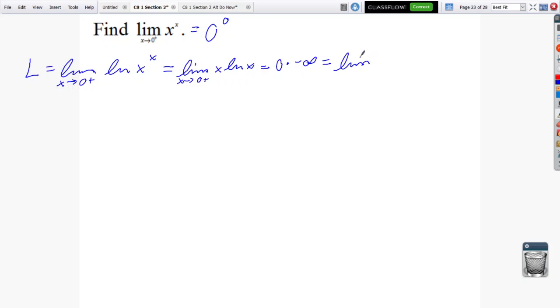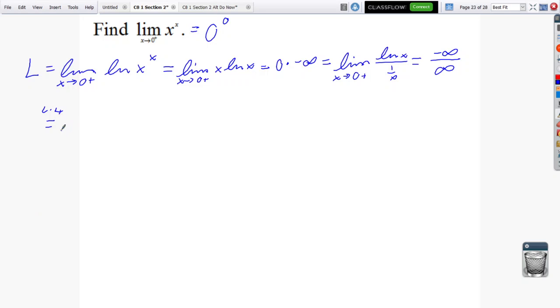Doesn't matter if you agree with me or not. As x approaches 0 from the right, I think the easier one to reciprocate is x, so this is going to become ln of x over 1 over x. Again, we're trying to consider 1 over x to be x to the negative first. So we can see here, this is going to be negative infinity over infinity. Fractional indeterminate form means we L'Hopital it up.